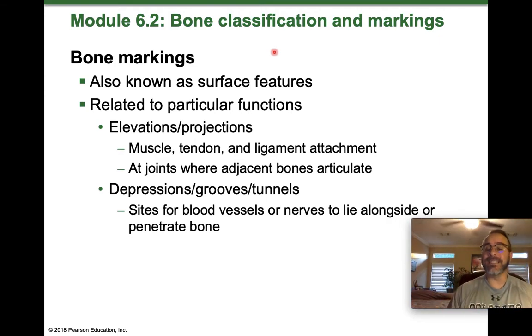You also see depressions, grooves, and little tunnels in bones. And these are going to be sites where the blood vessels go in and the nerves go in, and they can lie alongside the bone and penetrate deep into the bone, which will make more sense in the last video when I talk about the way the blood vessels go in and the way they create blood and dump the blood into those vessels.